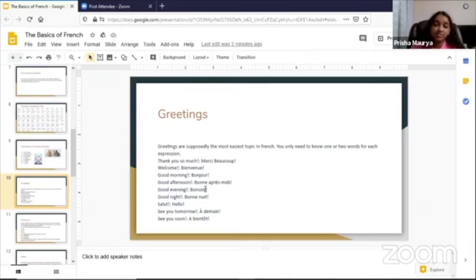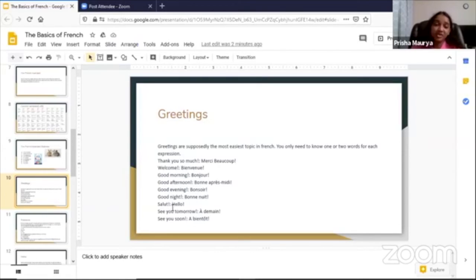And then good evening is bonsoir. Good night is bonne nuit. Nuit means night, bon means good. Salut is the informal way of saying hello. So when you meet someone you know, you can say salut instead of bonjour, because bonjour is usually formal. You usually say salut between friends.